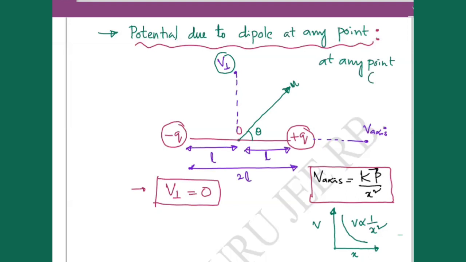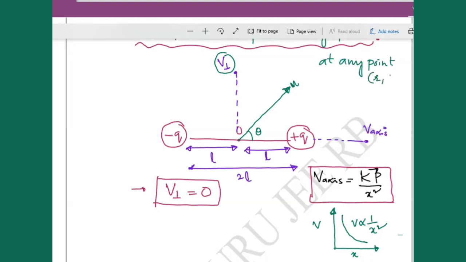r comma theta or x comma theta. Let me take it as r comma theta. This is r and this is theta. r is the distance and theta is the angle. Now P is the direction of the dipole moment, which is resolved into components. One is P cos theta and the other is P sin theta, right?